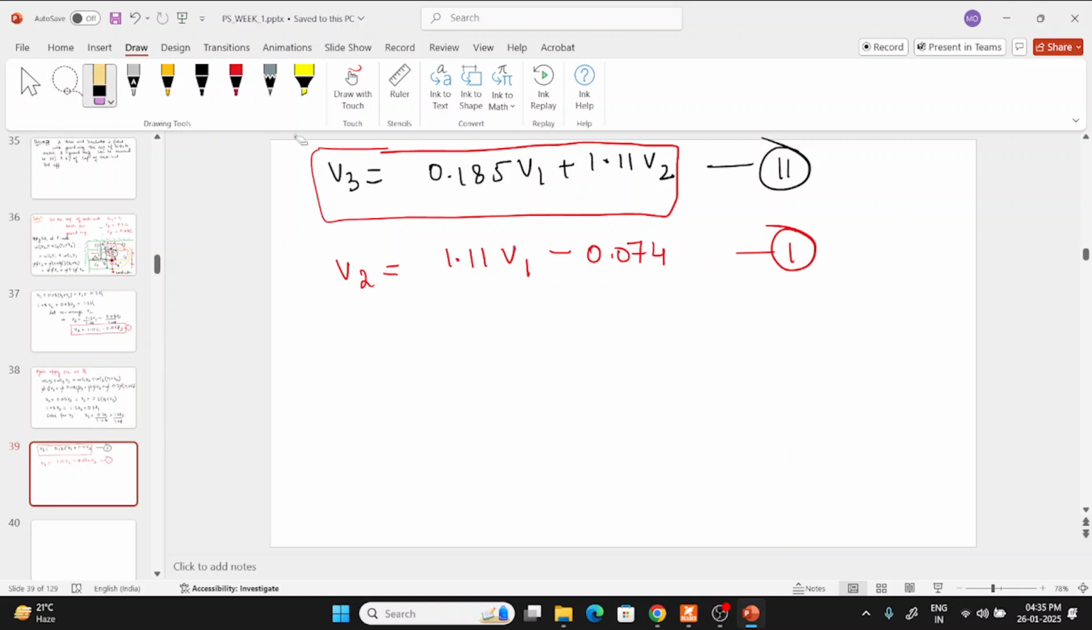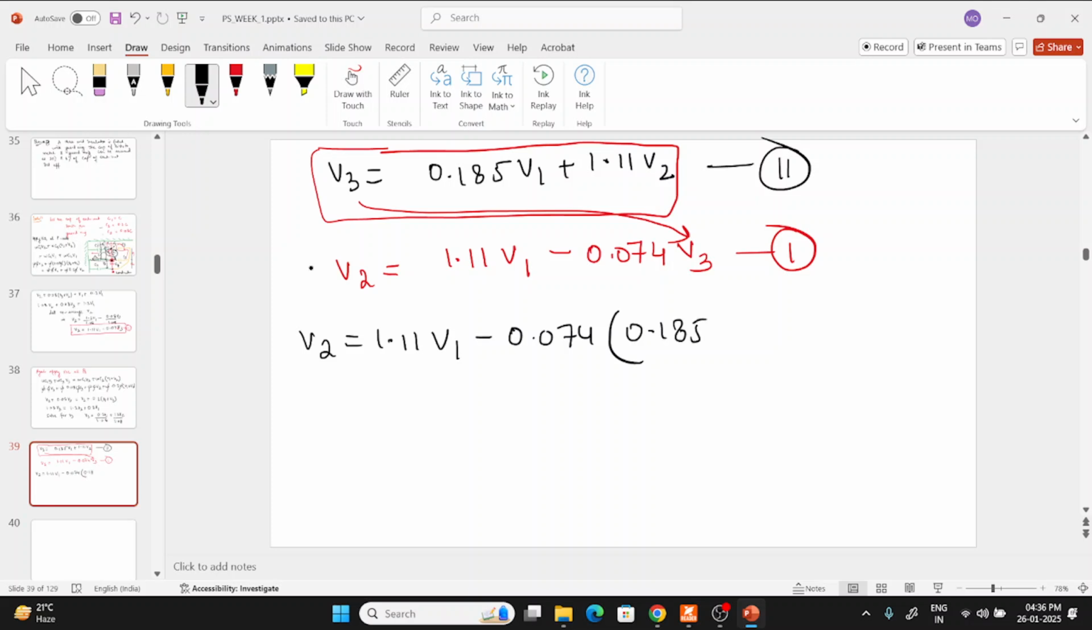Okay, this is V3. So what will we do? I think it is correct: 1.11 V1 minus 0.074 V3. We will put the value of V3 over here. So V2 is equal to 1.11 V1 minus 0.074 times V3. What is V3? 0.185 V1 plus 1.11 V2. So if we solve it, you can use a calculator. Solve it for V2.